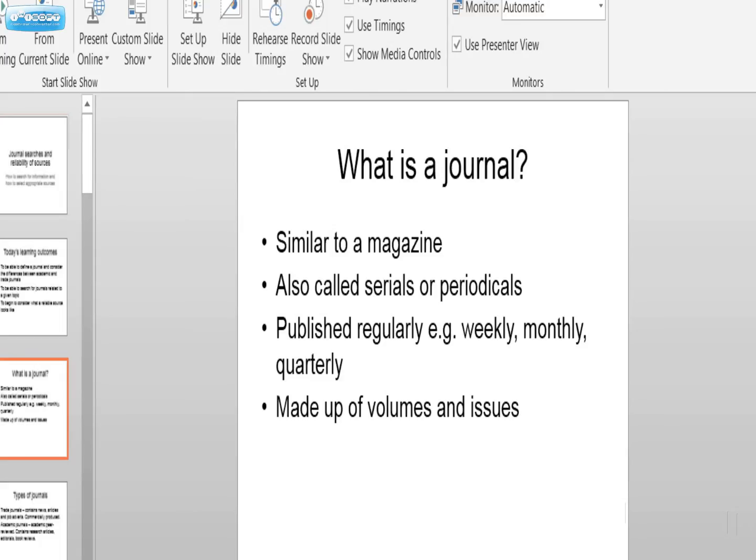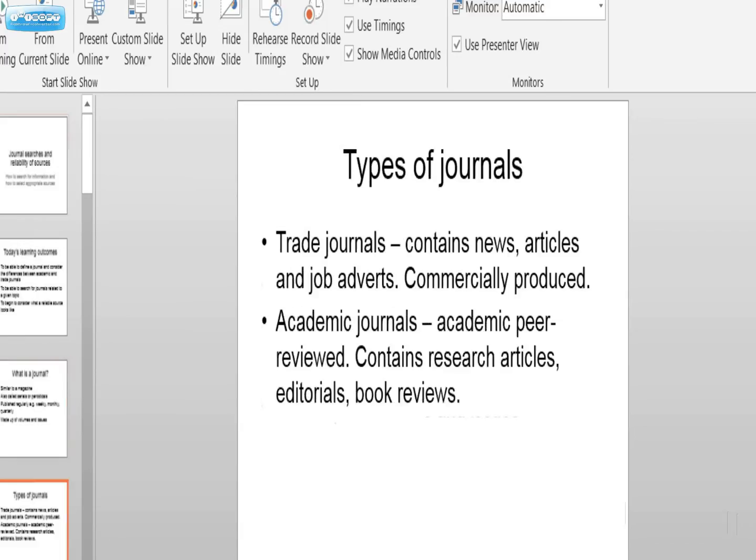Just some key points to note that we discussed. We went through what journals are, so I'll let you have a read through that in your own time. But our main focus was on academic journals, which are also sometimes called scholarly journals or periodical journals. We started discussing these and the differences between these and trade journals. So really in your work you should be looking for academic journals.